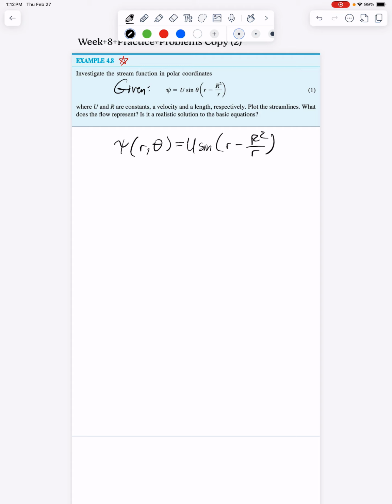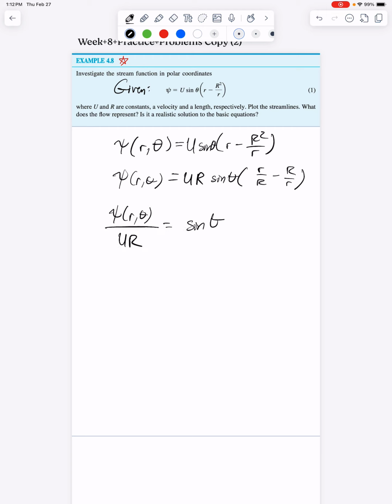So what I want to do is move all my variables to the right-hand side and store all my constants on the left-hand side. So from here, I see that I can factor out an uppercase R, and a sine theta. And that's equal to psi. I'm going to isolate my constants over, as I said previously. Therefore, I'm left with just sine theta times lowercase r over uppercase R minus uppercase R over lowercase r.